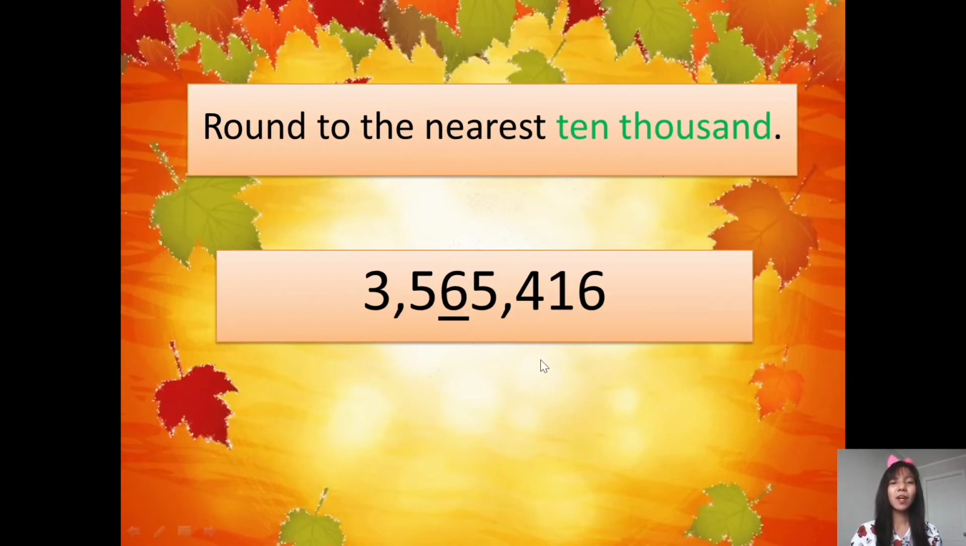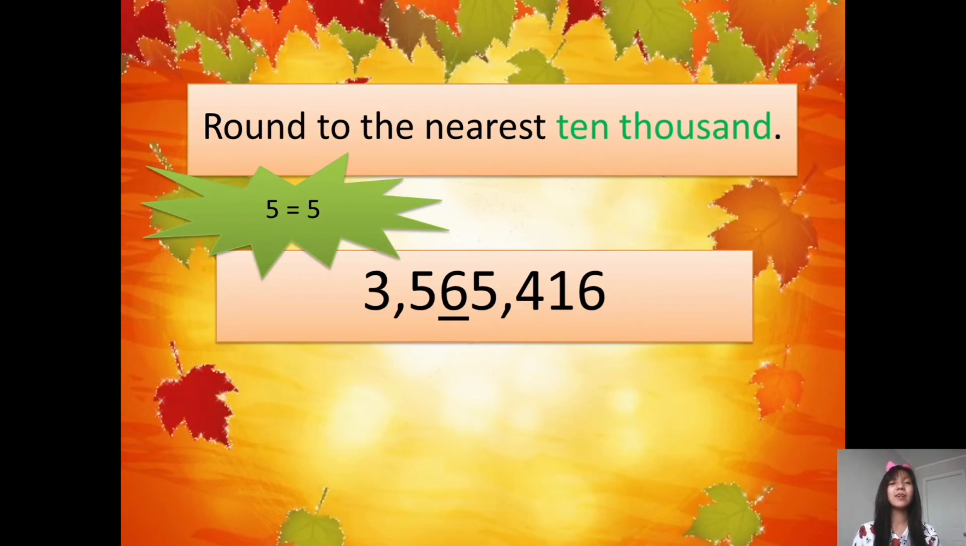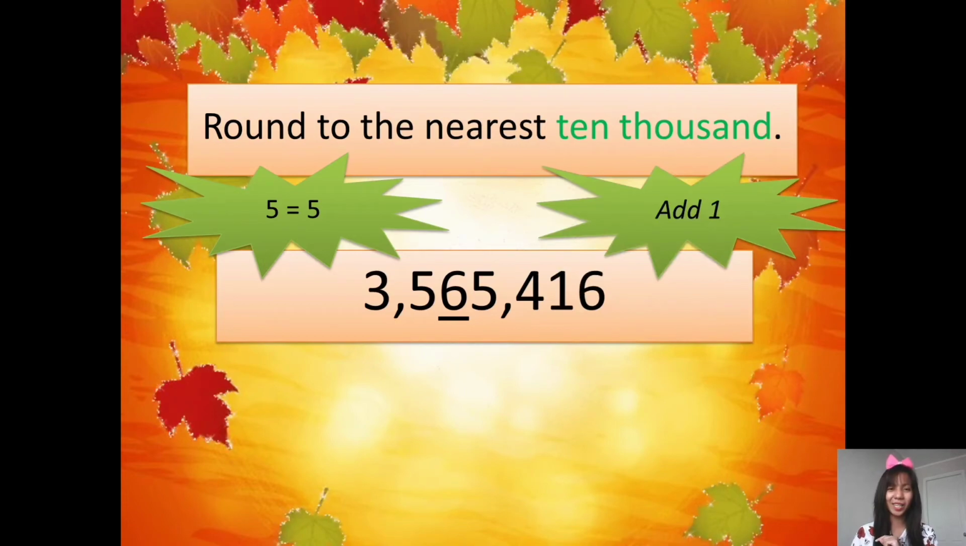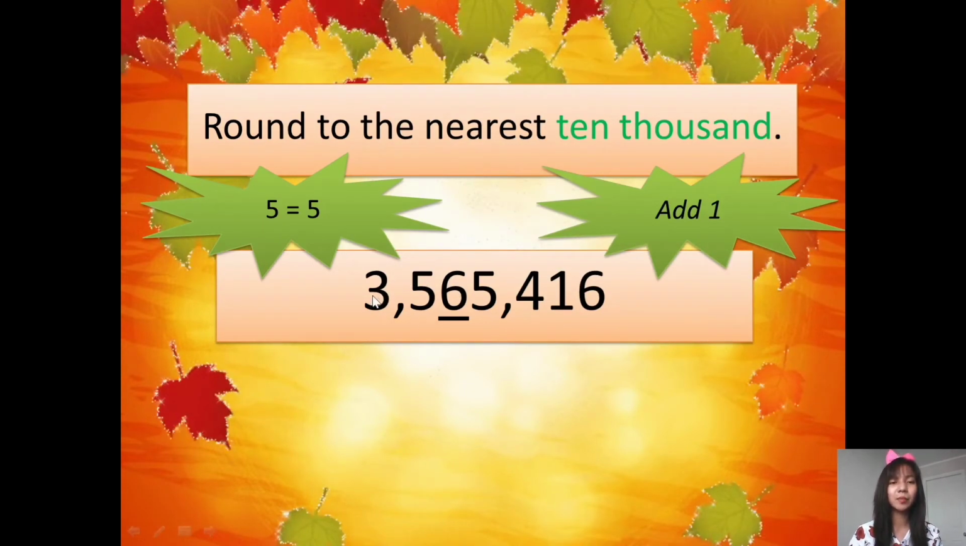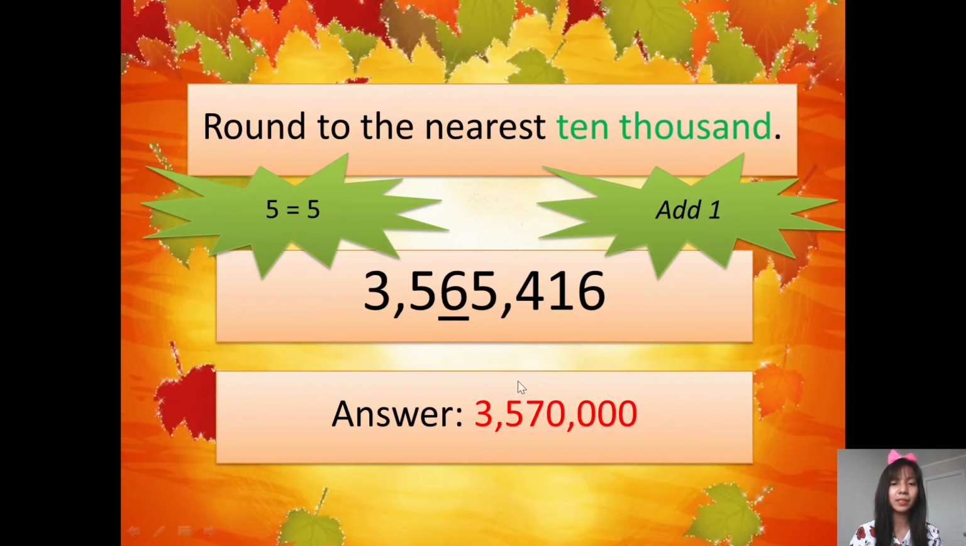10,000. So, look at the number next to 6. It's 5. 5 is equal to 5. So again, our rule here in rounding numbers is if it is 5 and up, then you have to add 1. So let's add 1 to 6. So here, all the digits, you just copy. So 3, 5, and then from 6 to 7, we added 1.